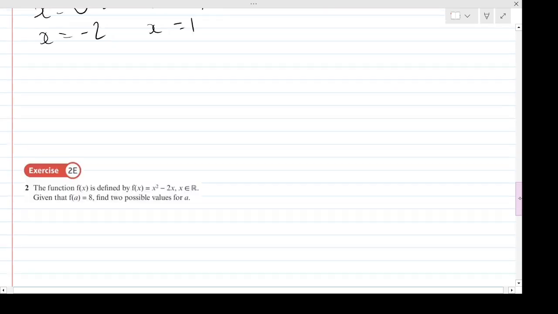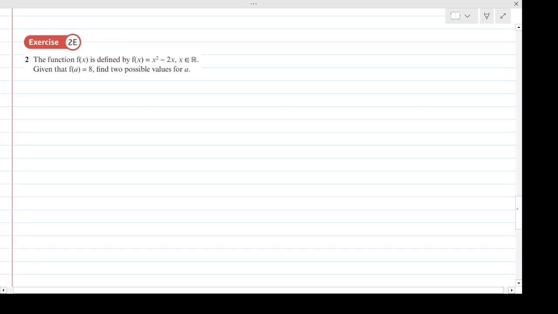So that's really most of it. Let's look at some more exercise questions. Have a look at this one. It's given that the function f of x is defined by f of x is x squared minus 2x. Again, x is a real number. That's what that means essentially. Given that f of a is 8, find the two possible values of a.